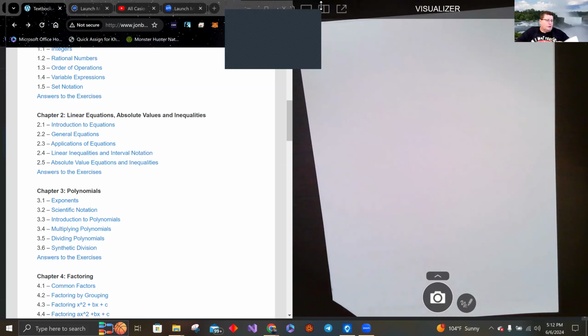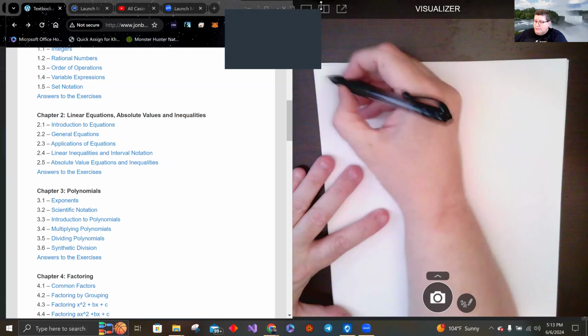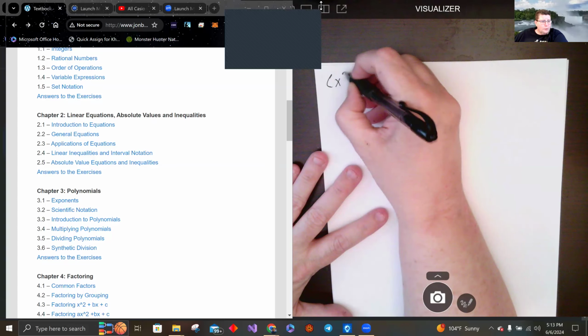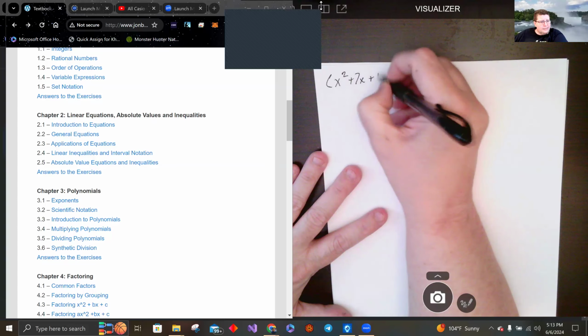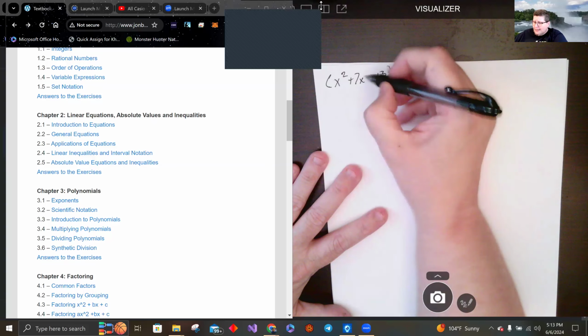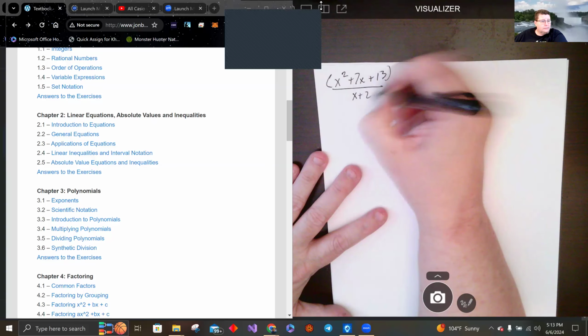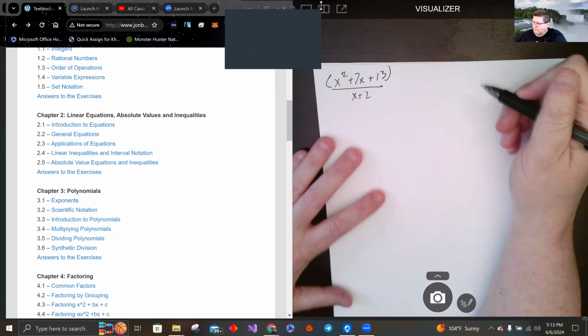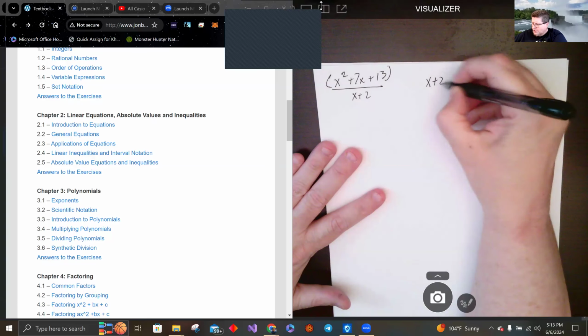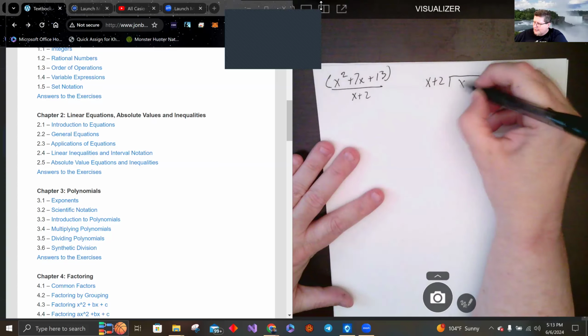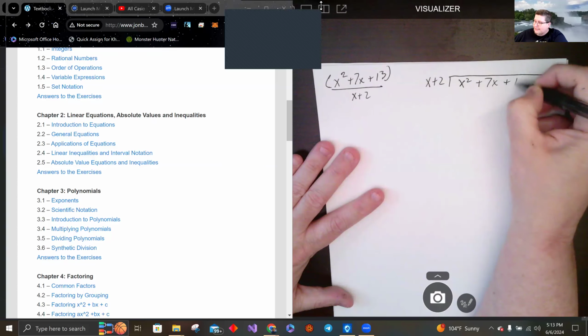I turned the page before I was ready to. I've got a list of examples I'm working on and wanted to do it. x squared plus 7x plus 13 divided by x plus 2. So we're going to divide x plus 2 into x squared plus 7x plus 13.